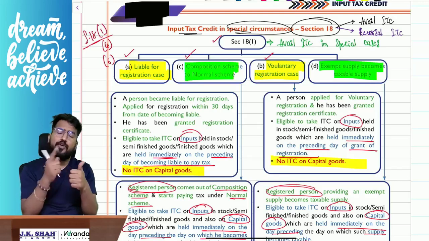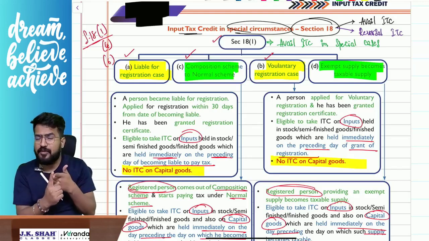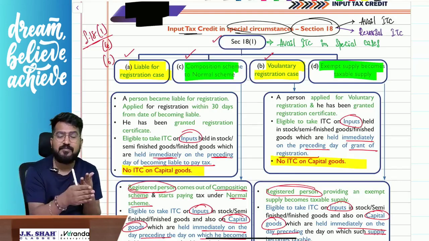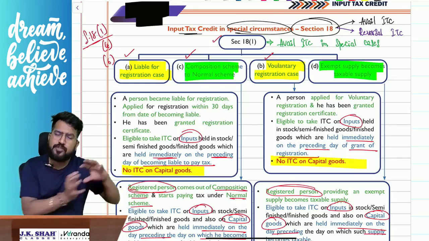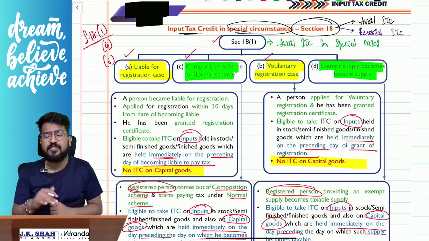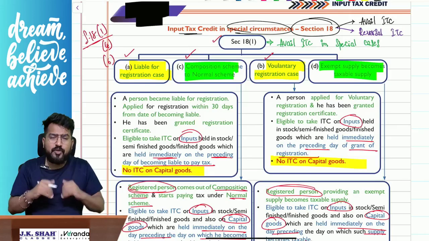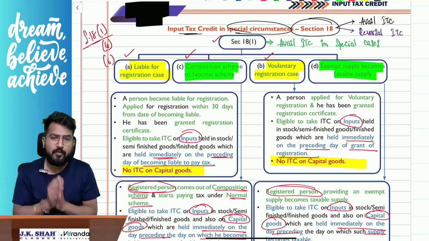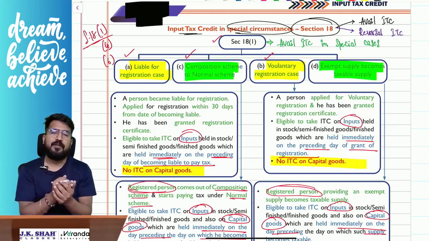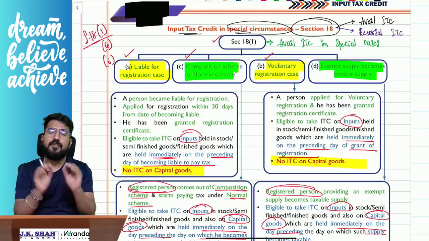A is all about you are becoming liable for registration and you are applying for registration within 30 days, or you are taking voluntary registration, or you are coming from composition scheme to normal scheme, or your exempt supply becomes taxable supply. See, so long in past you did not take ITC because of various reasons. Either you are not registered, or you are under composition scheme, or making exempt supply. Now, sir, you are coming out of that and you are going to pay output tax. Because of that, whatever the stock you are having, inputs or capital goods, whatever you are bringing now into the taxation net, we are going to give ITC.